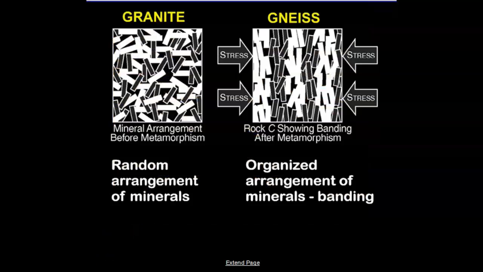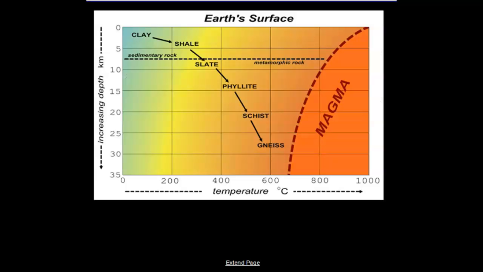This is just a visual representation of the igneous rock granite that has the random arrangement of minerals undergoing metamorphism that organizes the arrangement of minerals due to heat and pressure. If the rock shows banding, it has undergone extreme heat and pressure at great depths into Earth's interior. Other rocks can undergo metamorphism.